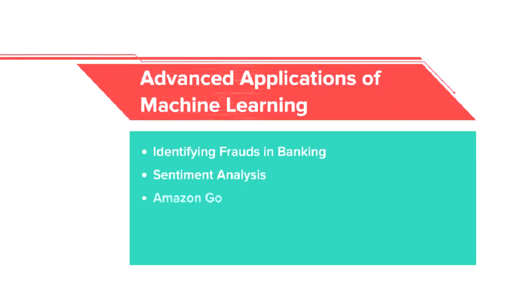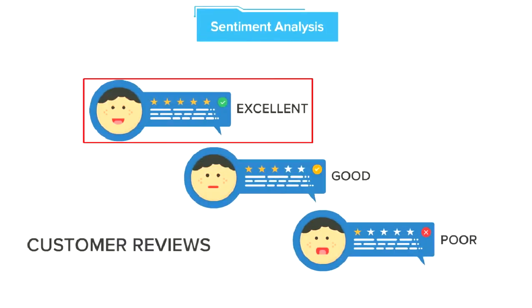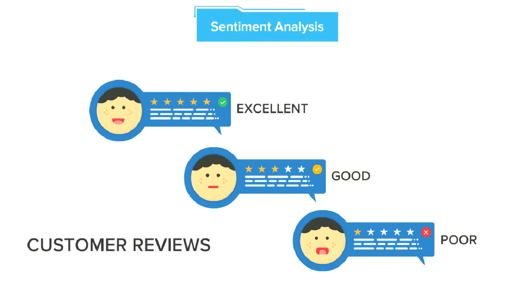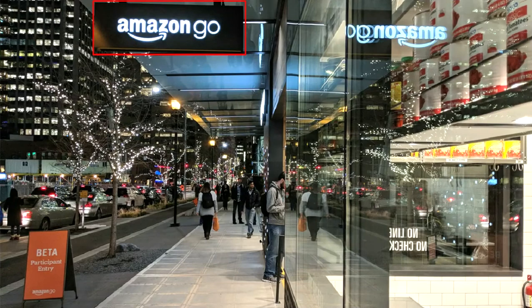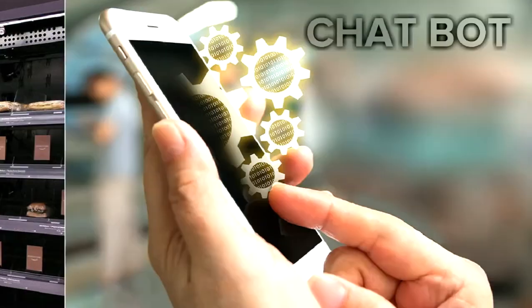Machine learning is available everywhere and it has become an integral part of our daily life. Some more advanced applications of machine learning are identifying frauds in banking based on transaction behavior of the customers, sentiment analysis, that is, finding out the positive or negative sentiments about a product or a movie or an event based on the social media data, Amazon Go, that is, an automated grocery store where no human intervention is required. The customer just needs to select the product and walk out of the store. The rest would be taken care of automatically based on machine learning.